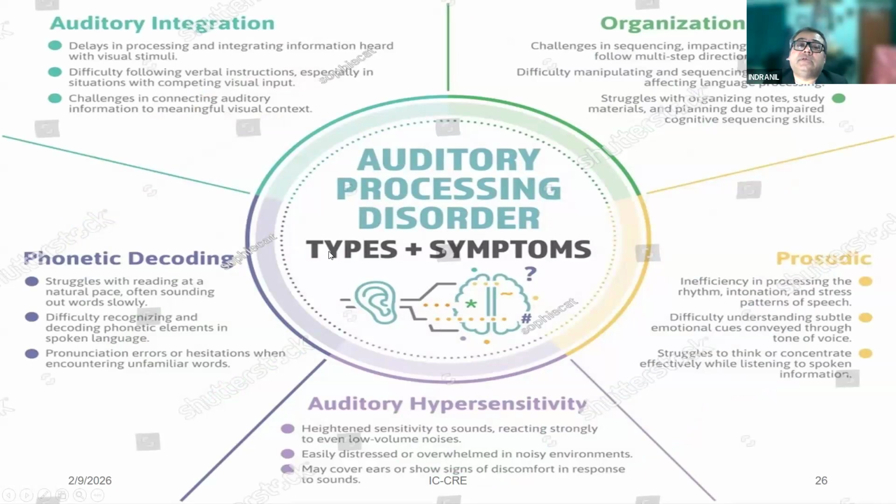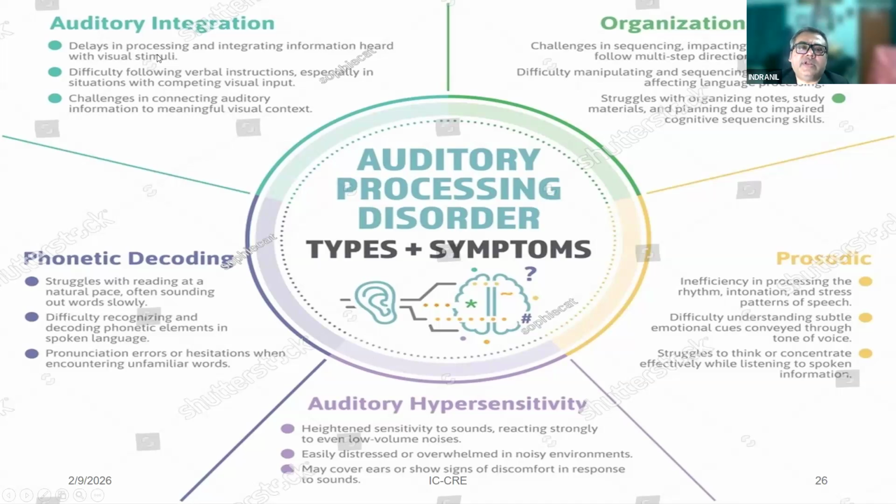This has been taken from the book Central Auditory Processing by Bellis. It has 2 volumes, volume 1 and volume 2. It is the gold standard book that we audiologists follow in our undergraduate or graduate programs. The first is auditory integration, then organizational deficits, phonetic decoding, prosodic decoding, prosodic contents, and then auditory hypersensitivity. These are the areas we have to look at when giving therapy.